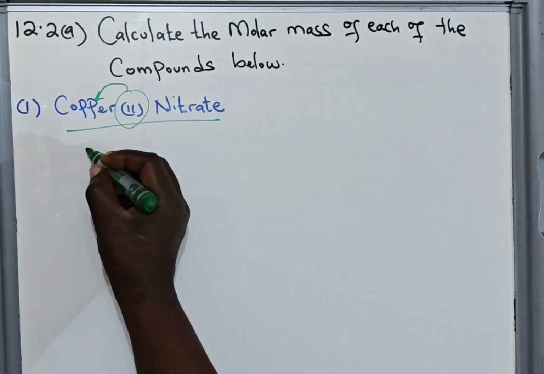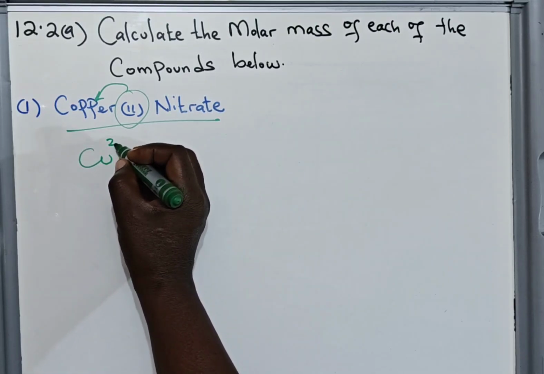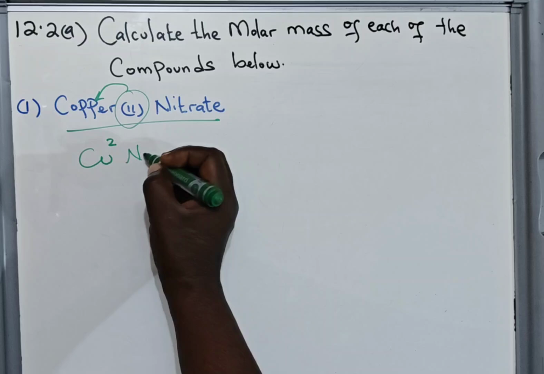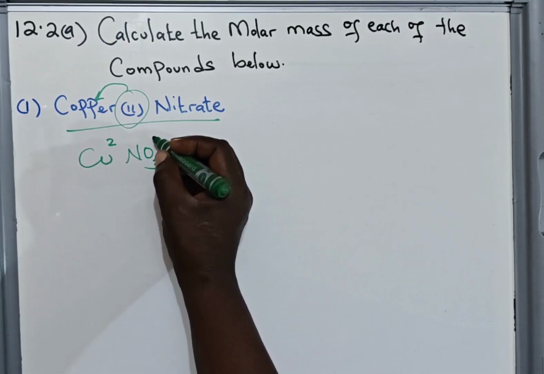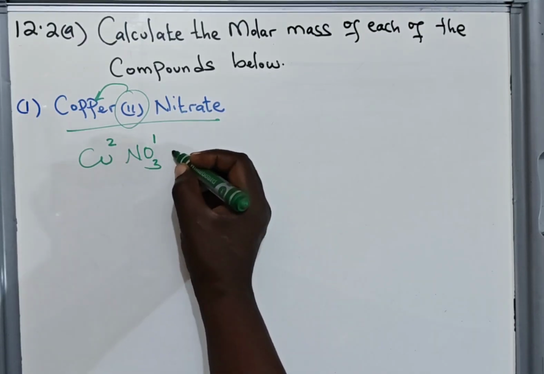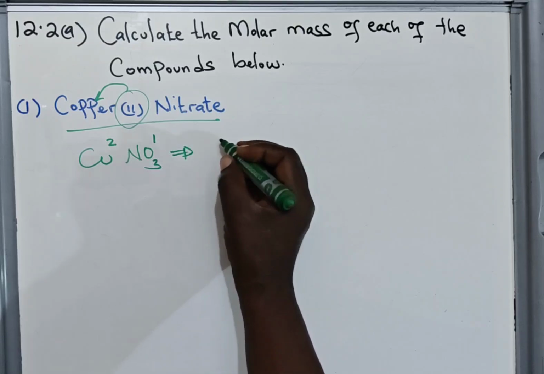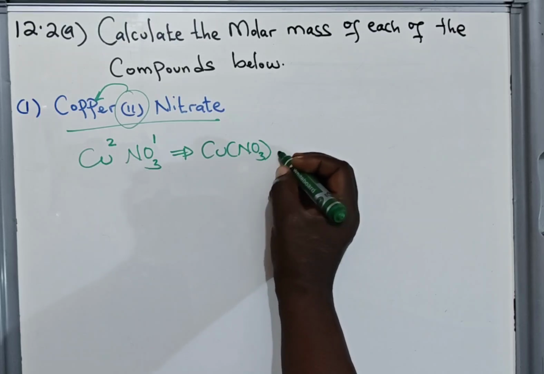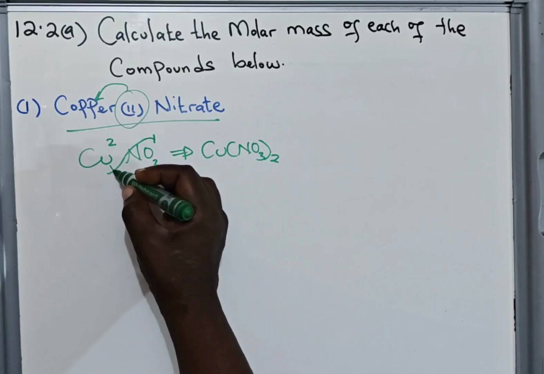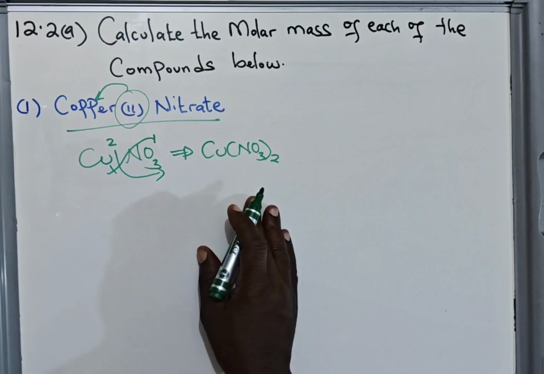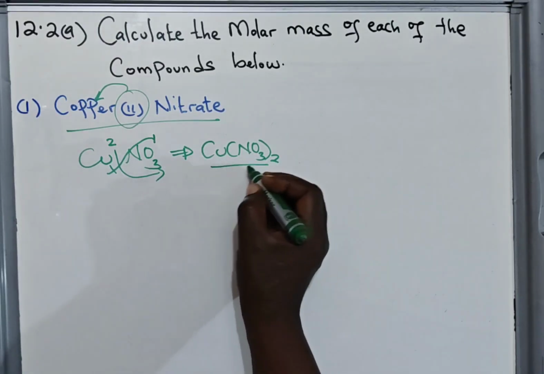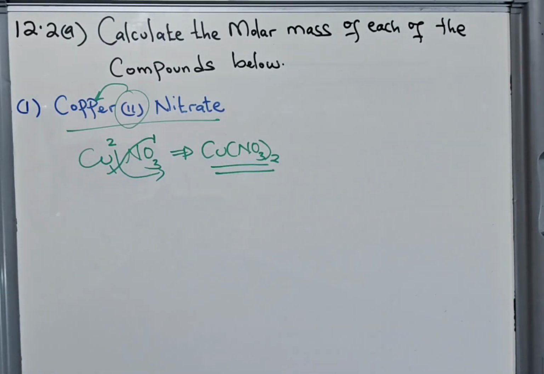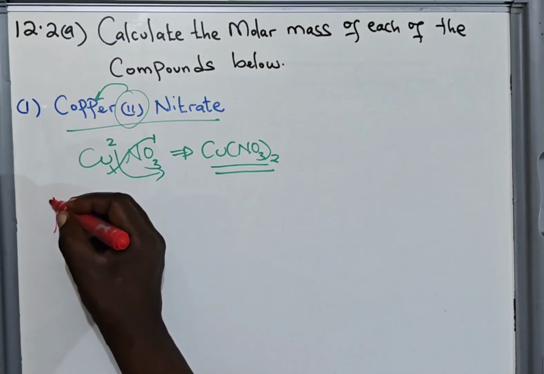So what do we do? You have copper and its valence at 2, and nitrate is a common radical, and it has valence 1. They exchange, so you have copper, and you have nitrate, and 2, because they are supposed to exchange the combining power. So now that you have the molecular formula, what do we do? Then we go ahead and perform the calculation.